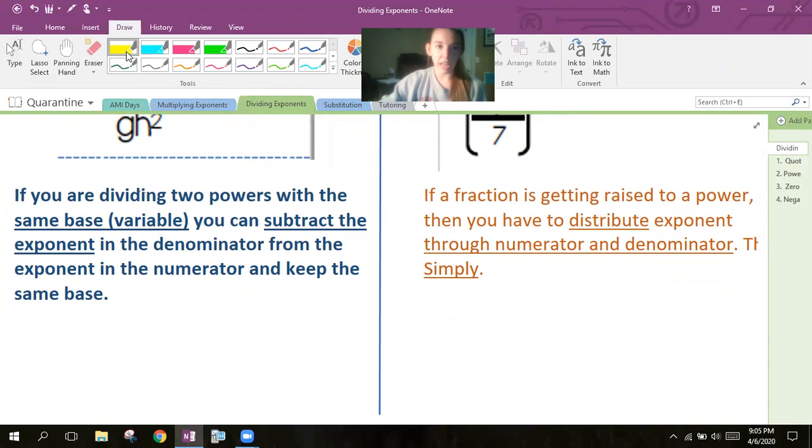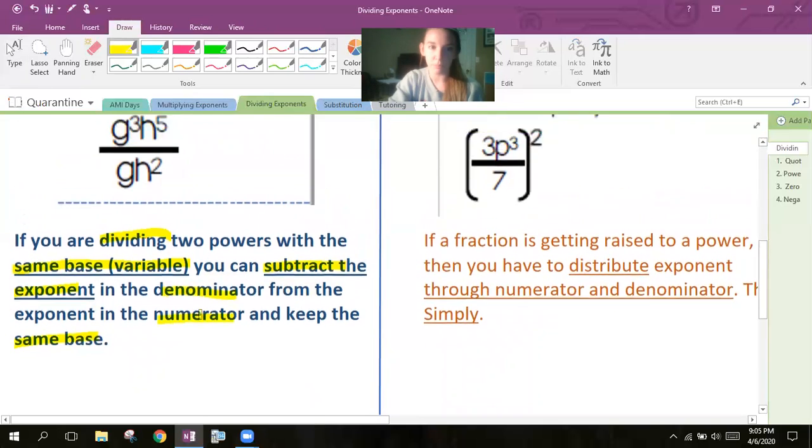So again, this counts if you are dividing two powers with the same base. So remember, base is just talking about the variable. So if they're the same variable, what you'll do is, if you are dividing and they are the same variable, you are going to subtract the exponent that's in the denominator from the exponent in the numerator, and you'll keep that same base. Okay, that's a lot of information, so let's look at an example.